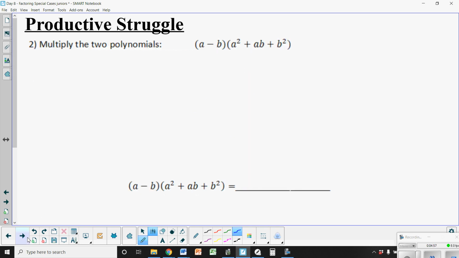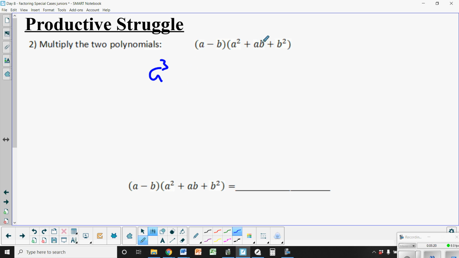Now let's multiply these 2 binomials. So we have a minus b times a squared plus ab plus b squared. So pause it now and work it out. All right, we're back. So you notice that a needs to multiply to all three parts. So it's a times a squared is going to be a cubed.